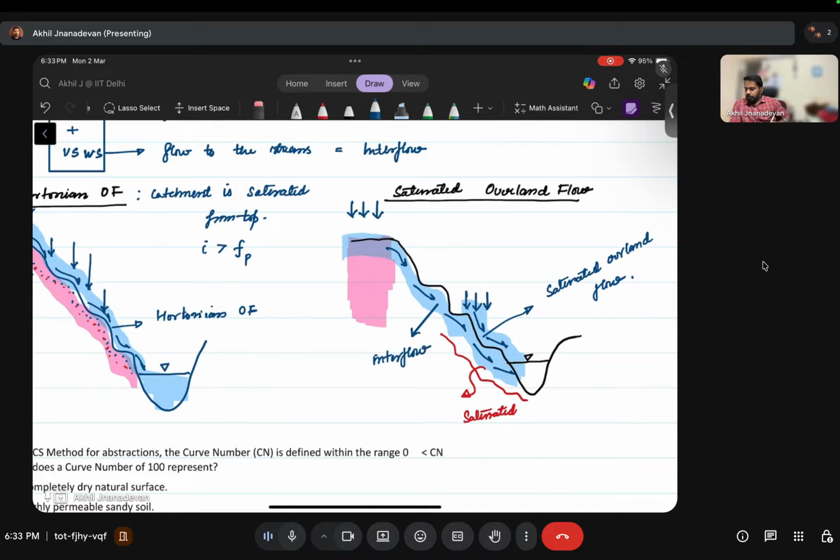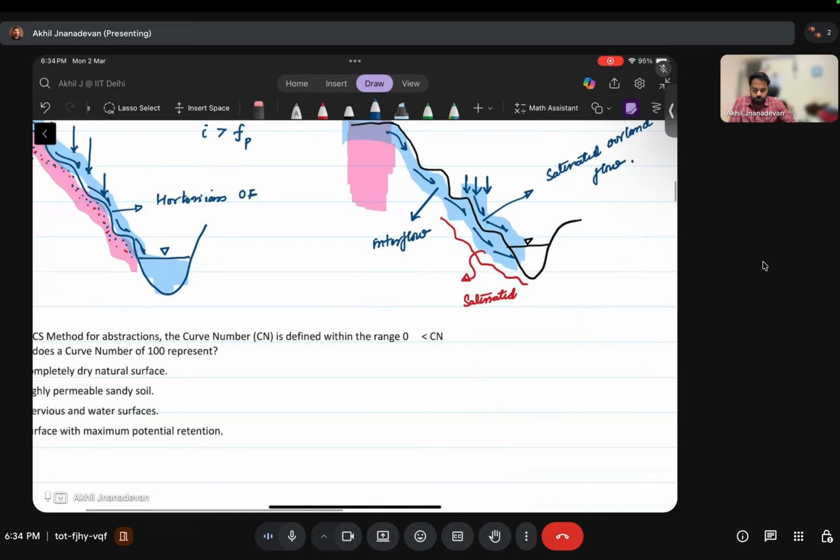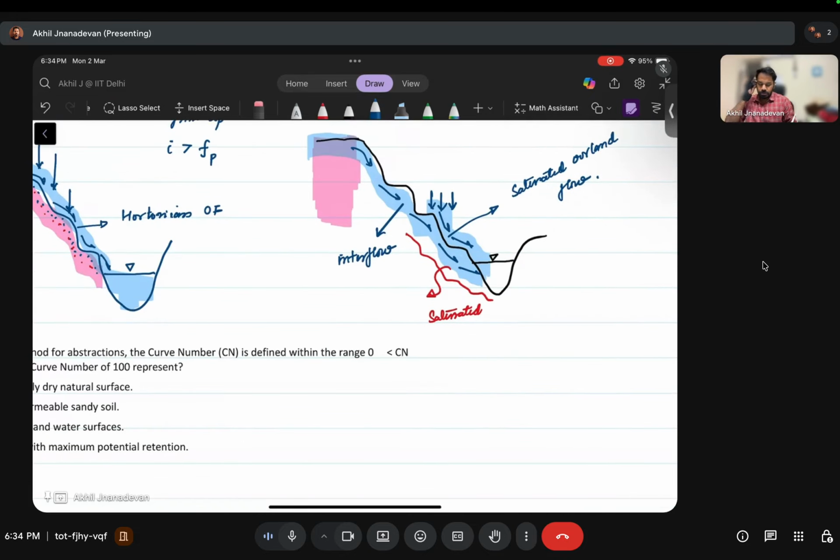This is called saturated overland flow, and it most often occurs at the bottom of hill slopes and near stream banks. As you can see from the figure, this is the bottom. So the water is saturated from the bottom here, right? It's not getting saturated from the top.